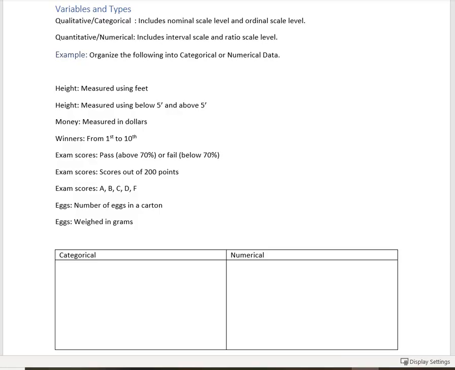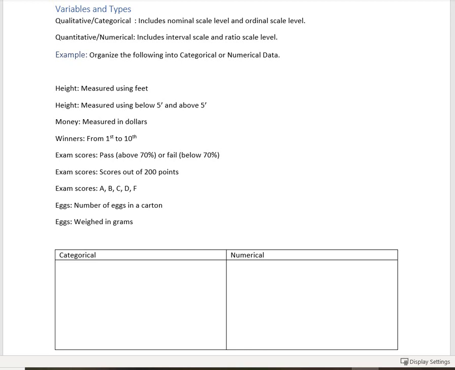All right, now we want to look at variables and types. So there's two types of variables. There's going to be qualitative or categorical. What this does is this includes nominal scale level and ordinal scale level. So remember, nominal is when you have just categories. So those categories could be like red, blue, old, new, things like that.